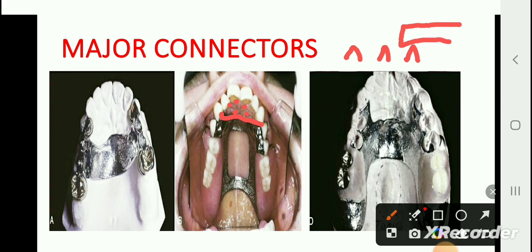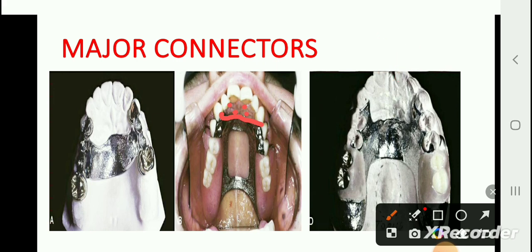This major connector should end in the valley area. The valley is between the two rugae. Between the two rugae, there is a valley, and it should not end on the crust. Where is the crust? This is the crust. The maxillary major connector should not end here. It should end in the valley between the rugae.